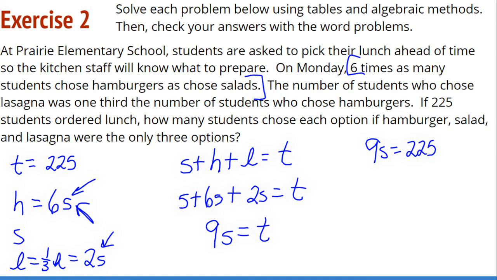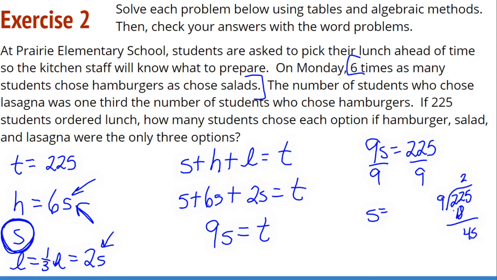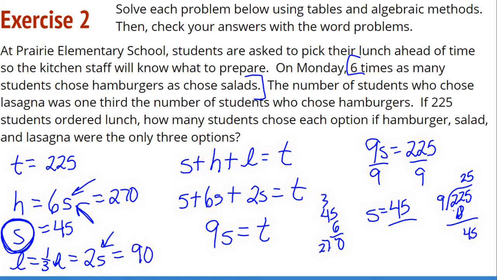Now if I scale this down and find out what 1 salad is, then I can figure out the hamburgers and lasagnas. So scale down, divide by 9 here, divide by 9, so I have a single salad. 225 divided by 9, 9 times 2 is 18. 45, 25. So the number of salads is 45. 6 times the number of salads is 270 for the hamburgers. And then double the salads, 45 times 2 is 90 for the lasagna.